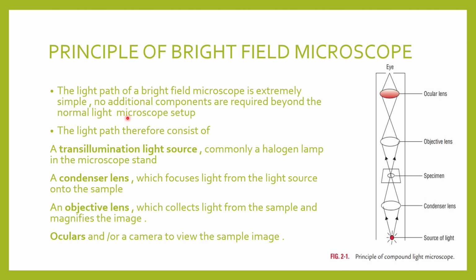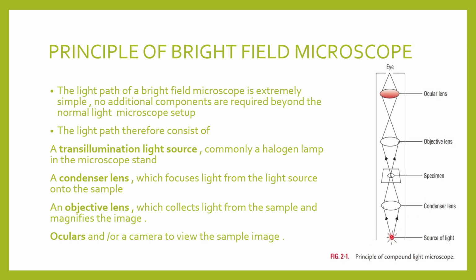The light path of a bright field microscope is extremely simple. No additional components are required beyond the normal light microscope setup. The light path therefore consists of the trans-illumination light source, commonly a halogen lamp in the microscope stand. So this is the source of light, usually a halogen light.